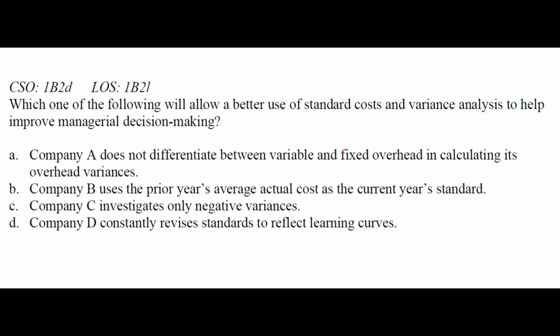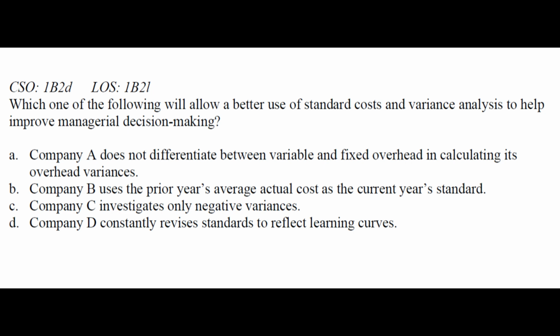A. Company A does not differentiate between variable and fixed overhead in calculating its overhead variances. Incorrect. Separating variable and fixed overhead variances provides more meaningful information about cost behavior and managerial performance. Combining them reduces the usefulness of variance analysis. B. Company B uses the prior year's average actual cost as the current year's standard.